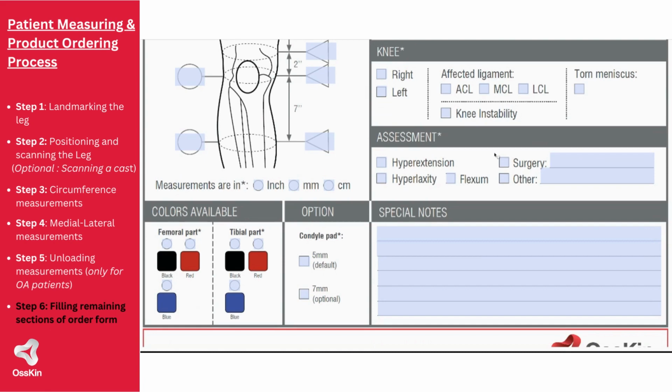And at this point, you notice that there is no unloading measurements to enter on your order form. We then have the colors that are available for the Provoke and again, the options in terms of the condyle pad, either the 5 millimeter or 7 millimeter.